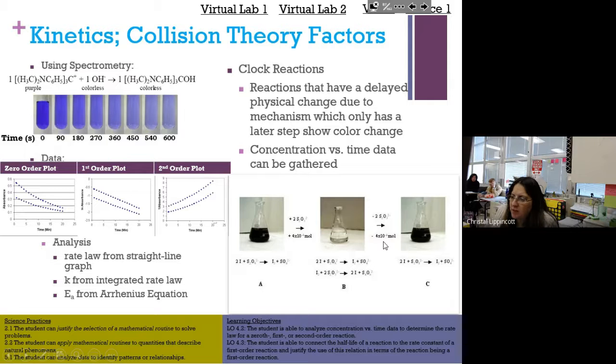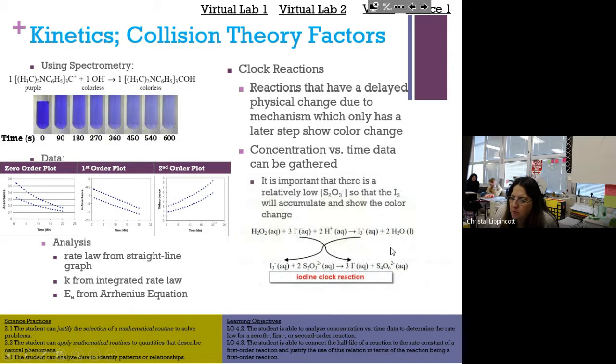Concentration versus time can be gathered in these labs. It's important that there is a relatively low amount of disulfur trioxide, so that the I3 will accumulate and show the color change.